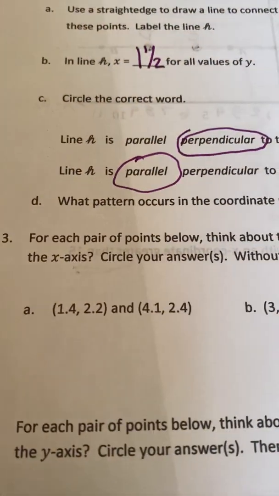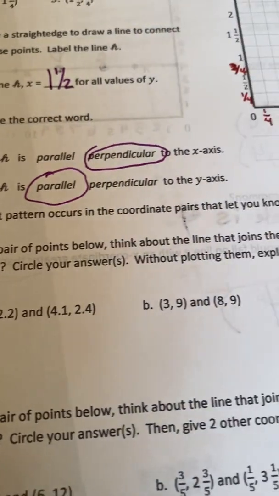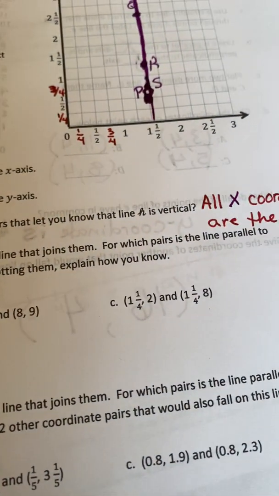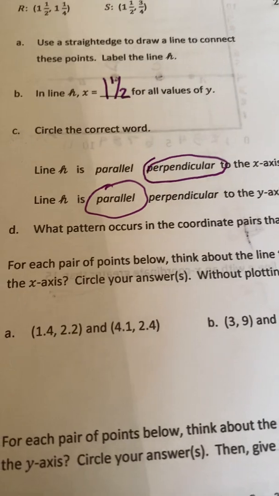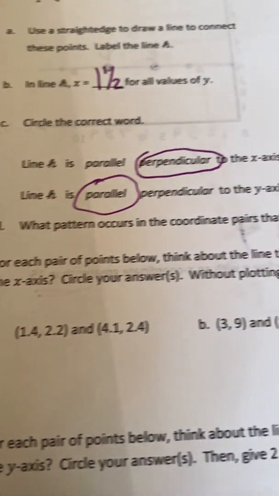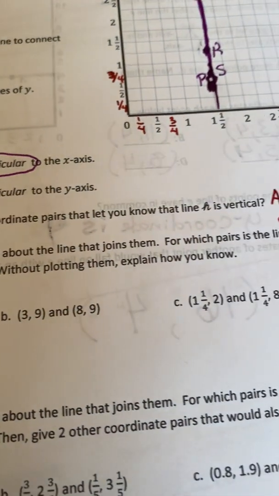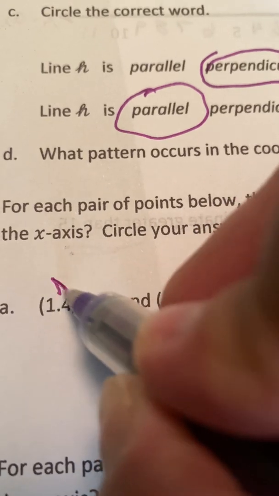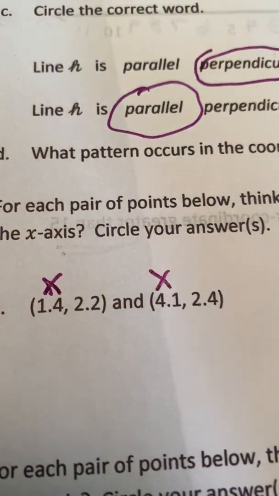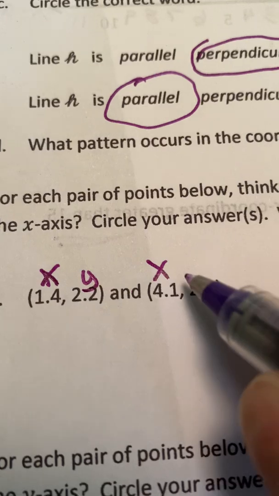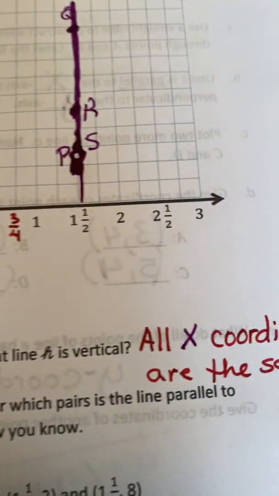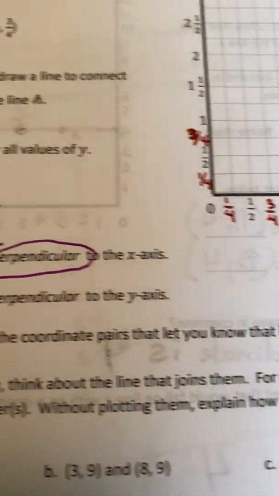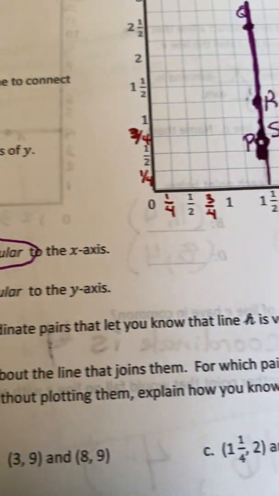All right, so for each pair of points below, think about the line that joins them. For which pair is the line parallel to the x-axis? Circle the answer without plotting them. Explain how you know. So we don't want to plot these. We just want to look at these right here. So we're going to look at our x's. So this one's an x, that's an x, and this is your y and your y. Now we just learned that if all the x coordinates are the same, it's a vertical line.